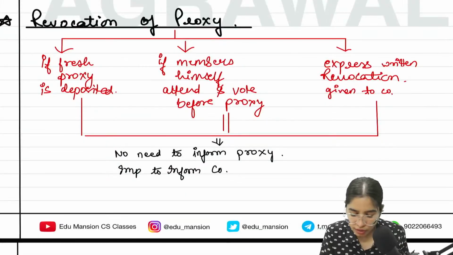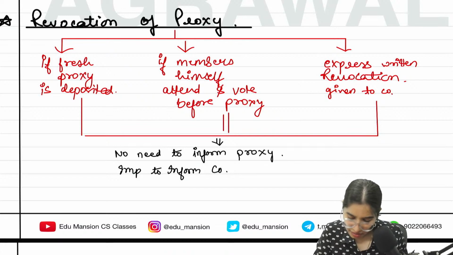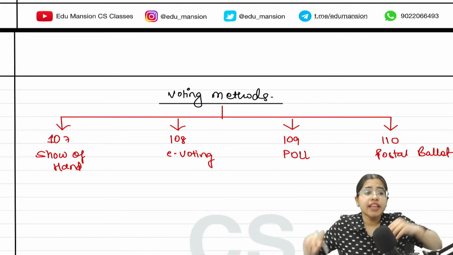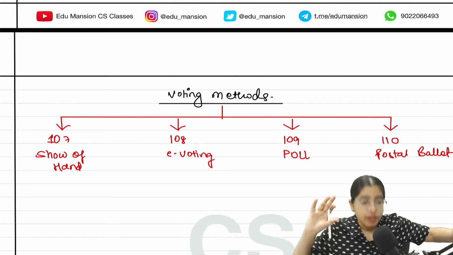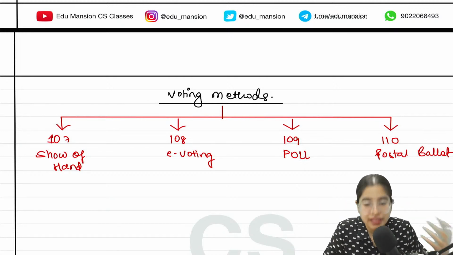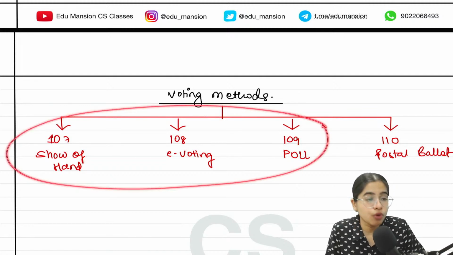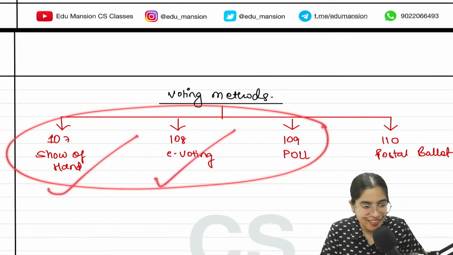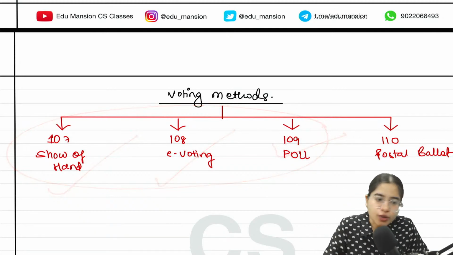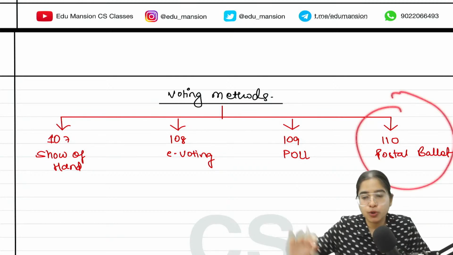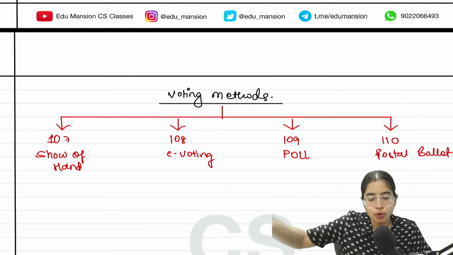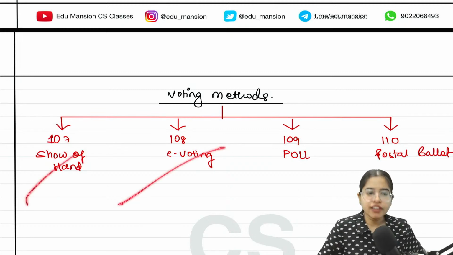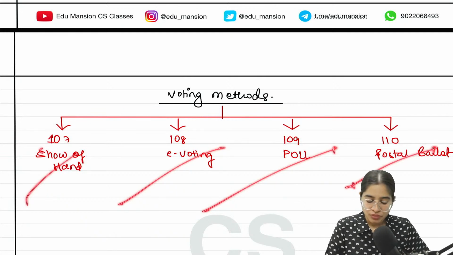Done. Now one important point I am going to tell you is voting methods. There are four voting methods. In the meeting, you can vote either through show of hand, or e-voting, or through poll. And if you're not calling a meeting, then there is one more method, postal ballot, through post. So there are four methods basically to vote: show of hand, e-voting, poll, postal ballot.